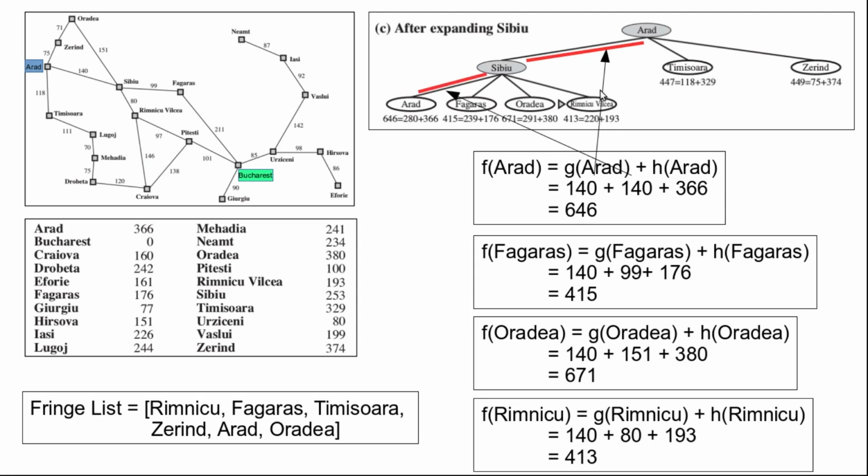So 140 is the step cost from Arad to CBU, and the next 140 is the step cost when we go back from CBU to Arad. So 140 plus 140, 280, would be the G value of this repeated node Arad. And the H value again we obtain from this table, which is 366. Hence the F value of this node will be 140 plus 140 plus 366, which is 646. The same calculation is also shown here in the diagram. It shows that the F value of Arad is 646.